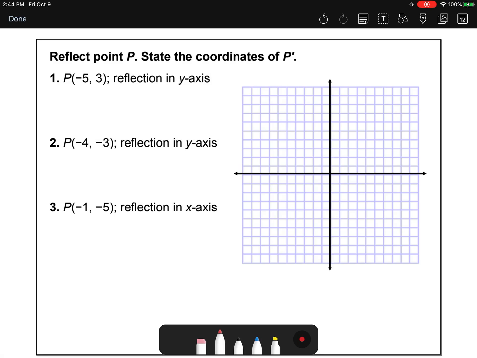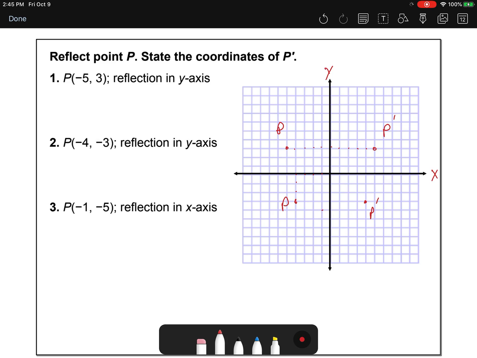Reflections. Negative 5, 3. 1, 2, 3, 4, 5. 1, 2, 3. Here's P. If we reflect this on the y-axis, then it would be 1, 2, 3, 4, 5 units from the y-axis. So if we fold it over on the y-axis, there would be P prime. Okay? Negative 4, negative 3. 1, 2, 3, 4. 1, 2, 3. There's P. We're going to reflect it again on the y-axis. So that's 4 units away on the y-axis, so there's P prime.